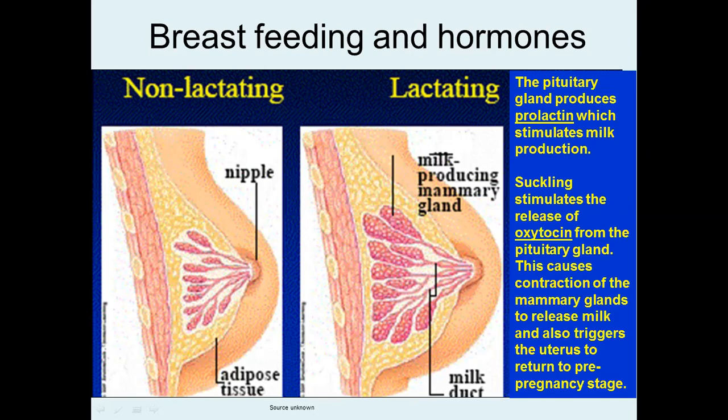Okay, so the pituitary gland produces prolactin, which stimulates milk production, and then suckling stimulates the release of oxytocin from the posterior lobe of the pituitary gland, which causes a contraction of the mammary glands to release milk. And very interesting, it also triggers the uterus to return to the pre-pregnancy stage.